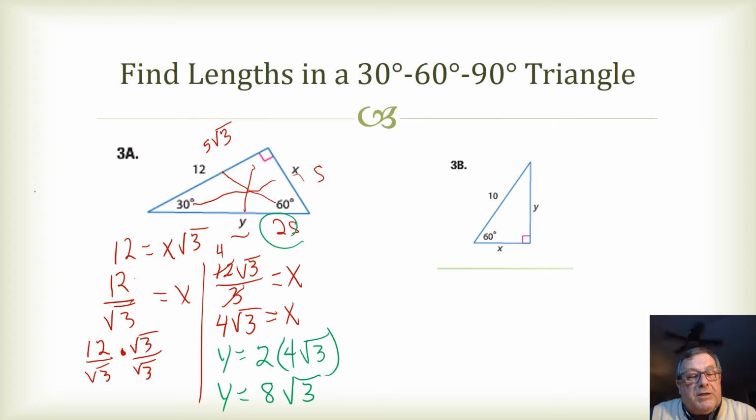So in this 30, 60, 90-degree triangle, where we knew the length of the longer leg is 12, the shorter leg is going to be 4 square root of 3, and the hypotenuse is going to be 8 square root of 3. Shall we do one more? Well, of course we shall. All right, let's see what we know this time.